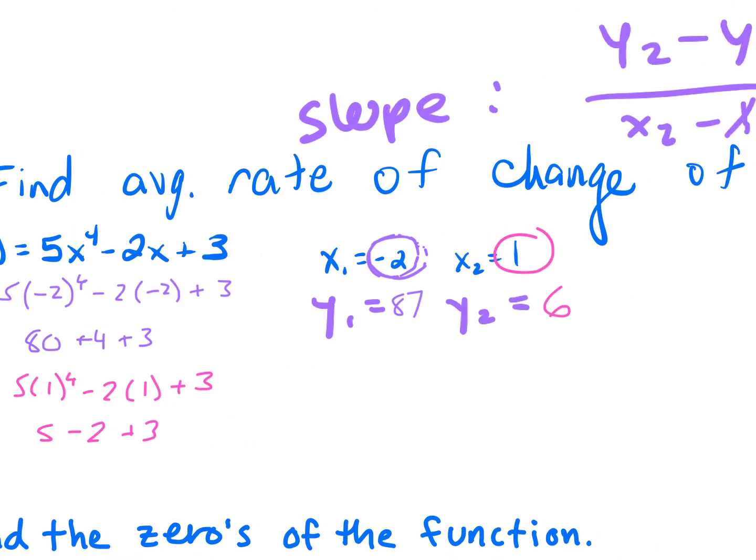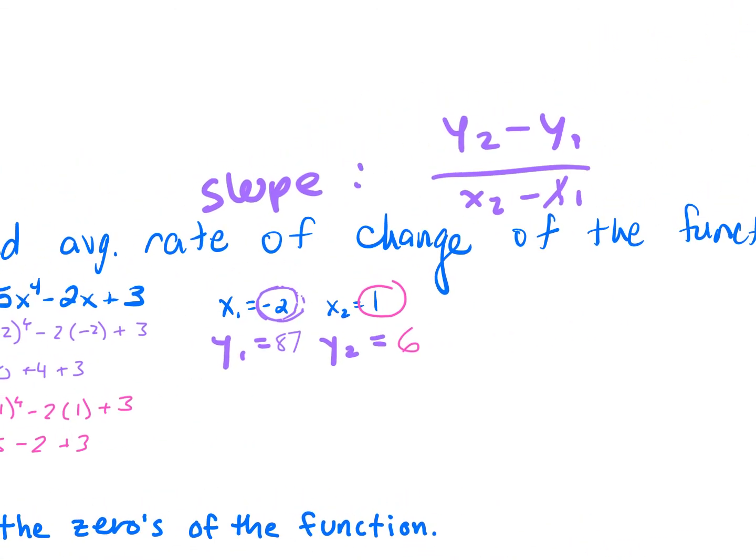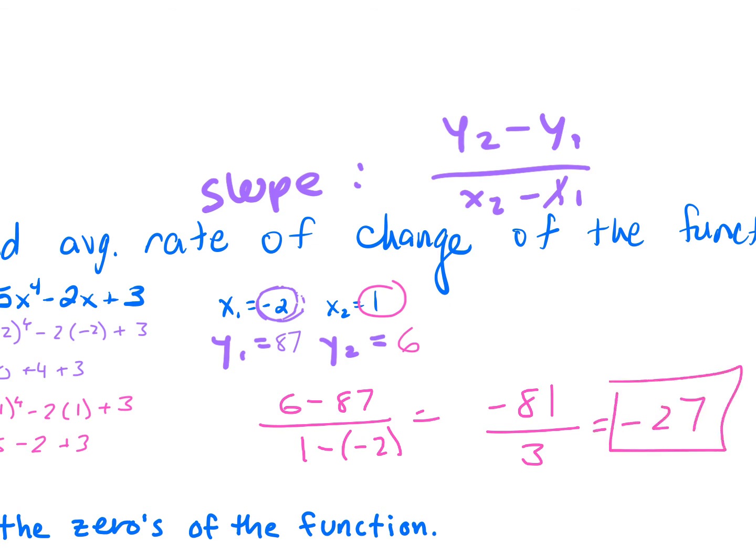So now we just plug it into our slope formula. I have y2, which is 6, minus y1, 87, over x2, 1, minus x1, which is -2. 6 minus 87 is negative 81, over 1 minus -2, which is 3. Can I simplify? -27. -27 is our rate of change. So it's the same thing as slope. You're using the slope formula. You just have to plug in to find your y values.